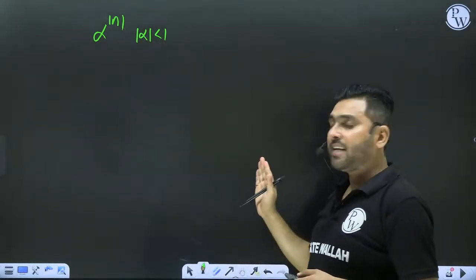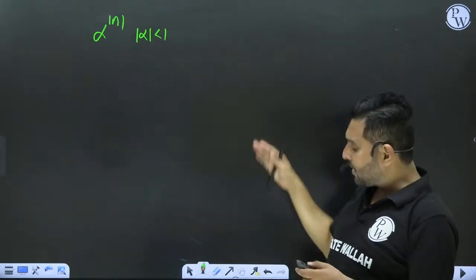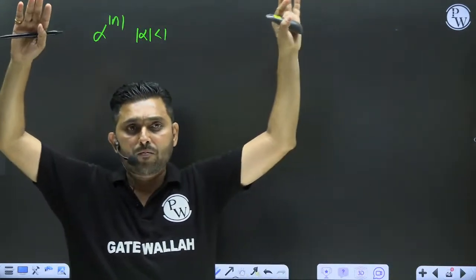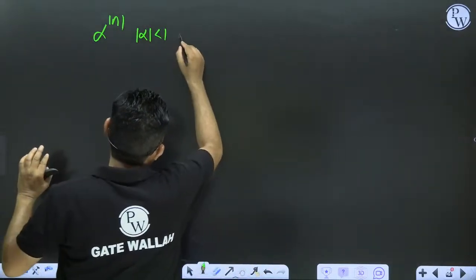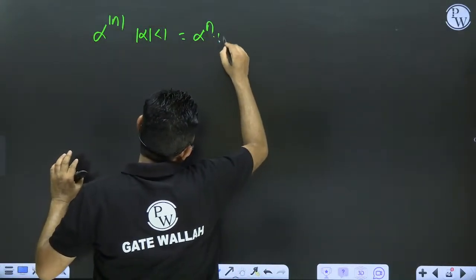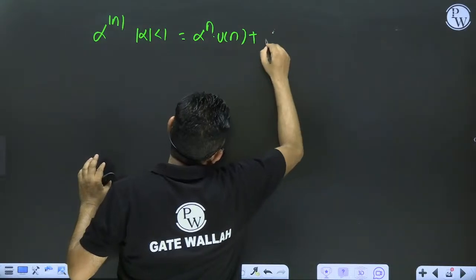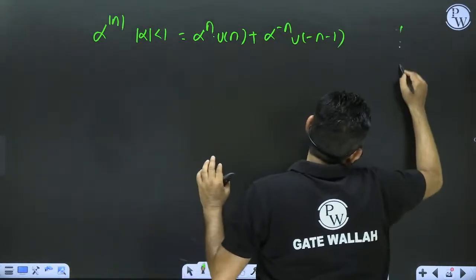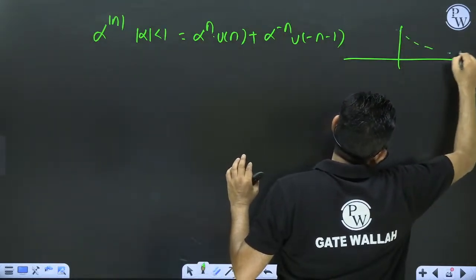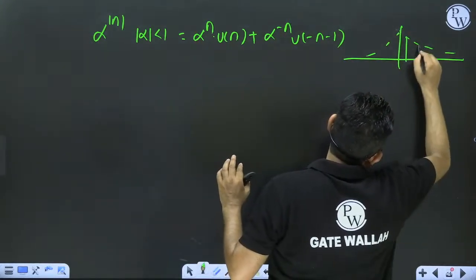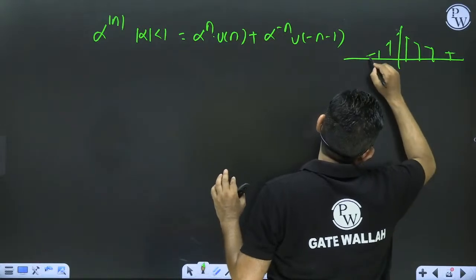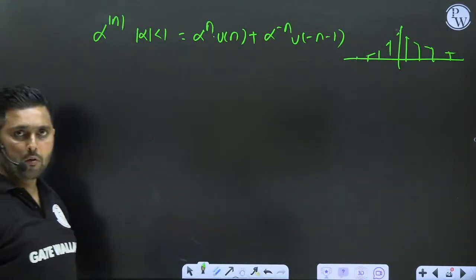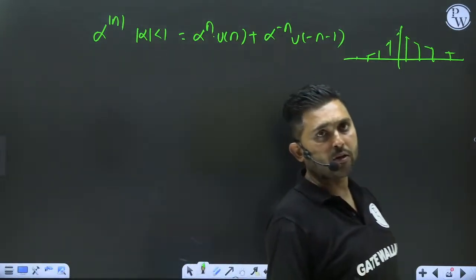Then in that case, mind it, this plot is going towards infinity. This plot will go towards infinity. You understand my point or not? So this can be written as alpha^n u[n] plus alpha^(-n) u[-n-1], and it will have this kind of representation. That's the thing that you must know before handling these kinds of problems.